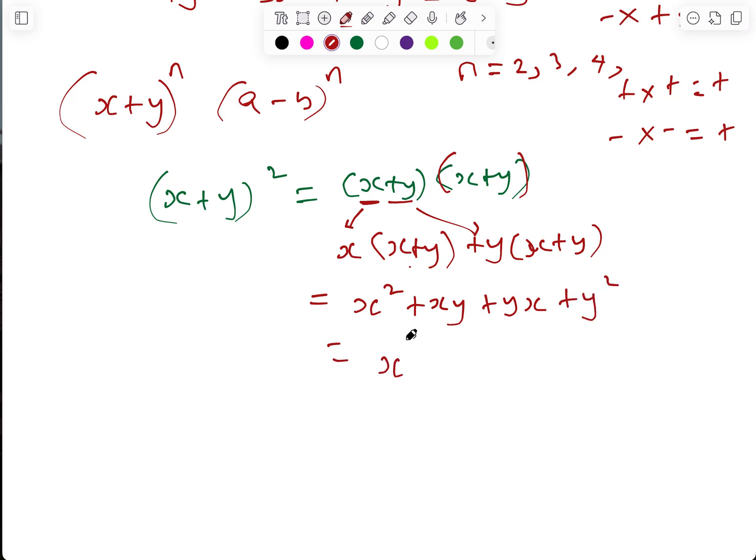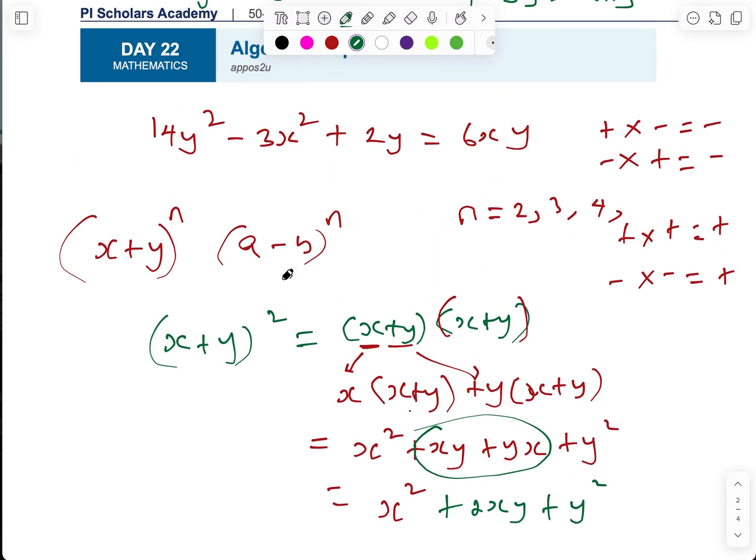So in this case, you have x squared, xy and yx, they are the same thing. So you can just make them 2xy. Then this will be plus y squared. But what if this is now beyond 2? What if this is 3? That implies that you have to do this thing 3 times.